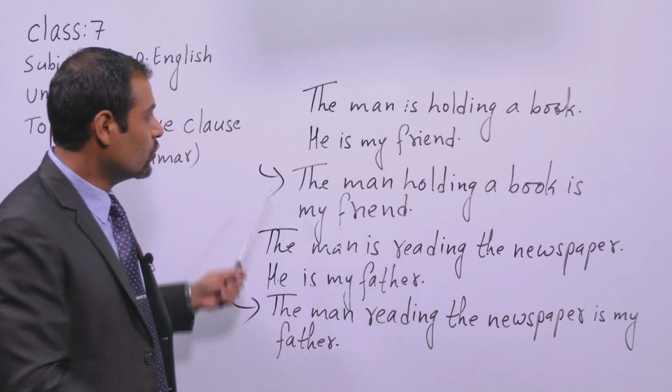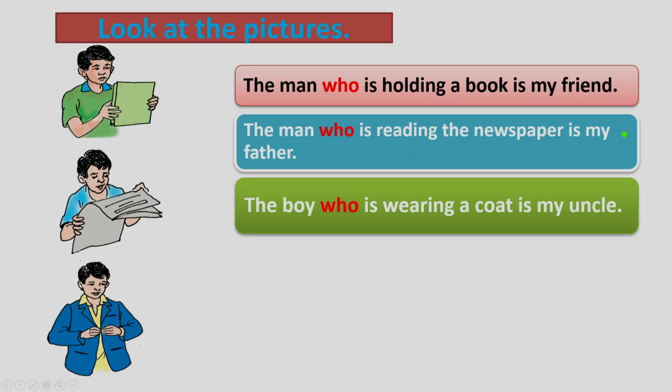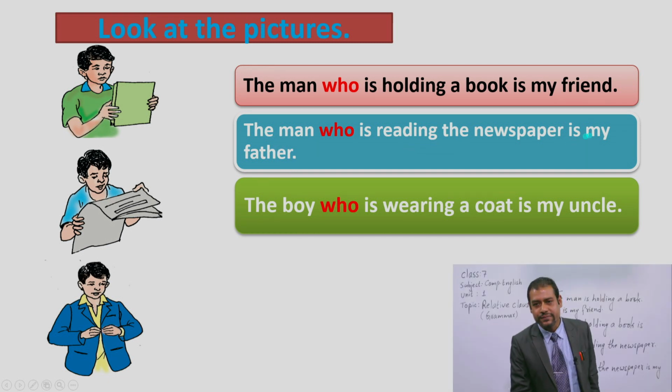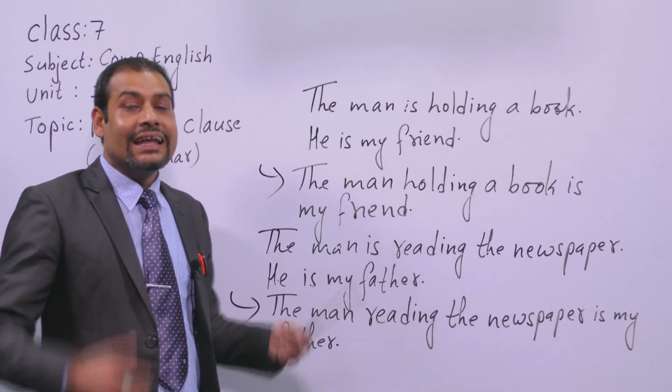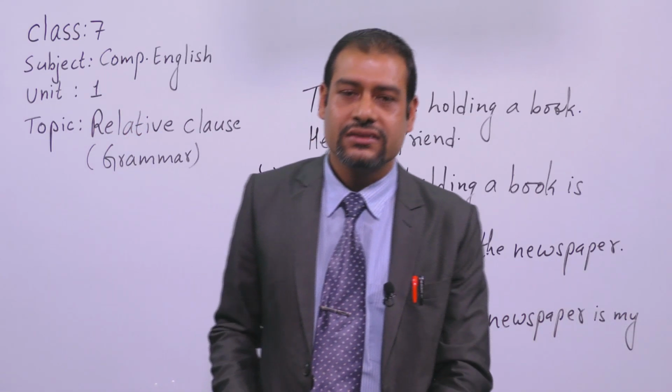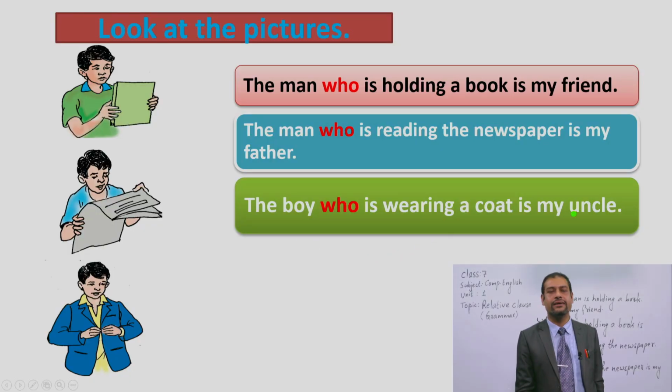So if you write who, also no problem. See, the man who is reading the newspaper is my father, or if you write only the man reading the newspaper is my father, also correct. Okay, like this you can look at the third sentence. The boy who is wearing a coat is my uncle. Here is a person, here is a person, here is a person. So I have written here: the boy who is wearing a coat is my uncle.